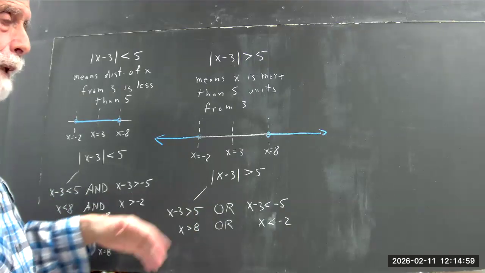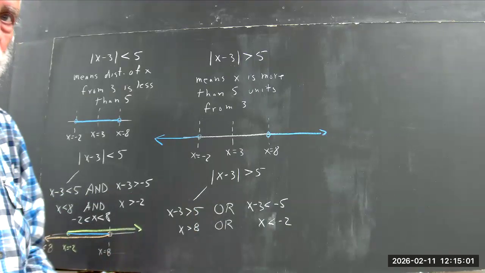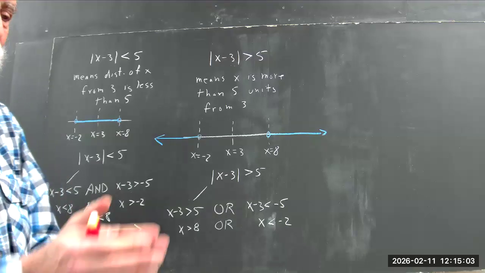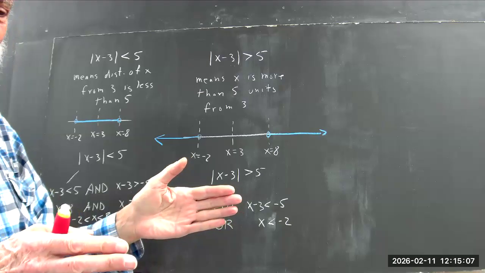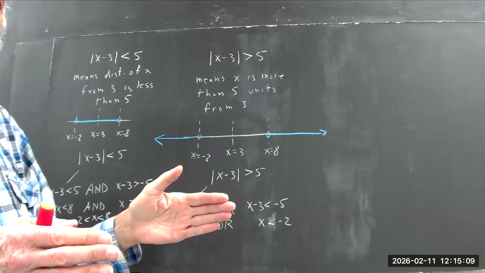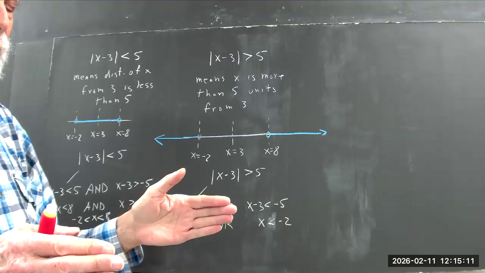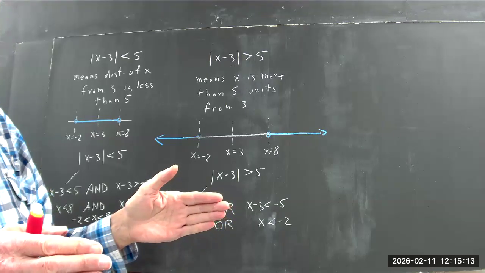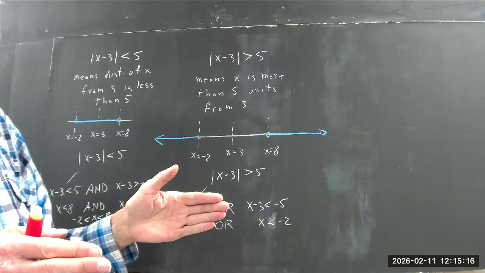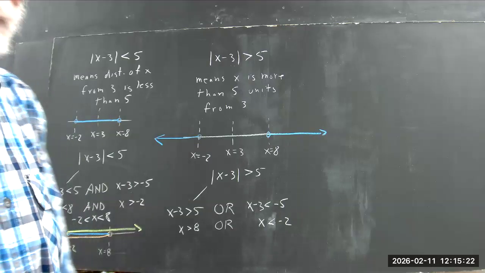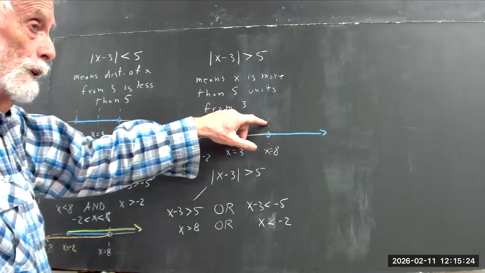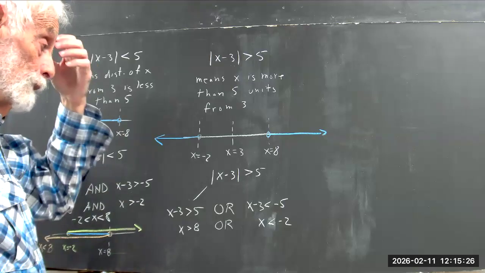That exactly matches my picture, my experience of 3 being in the middle. Move the hands 5 units, each hand 5 units from 3. In the places where x minus 3 is greater than 5, outside the region between my hands. Or the picture that we see on the board, if we can see it.